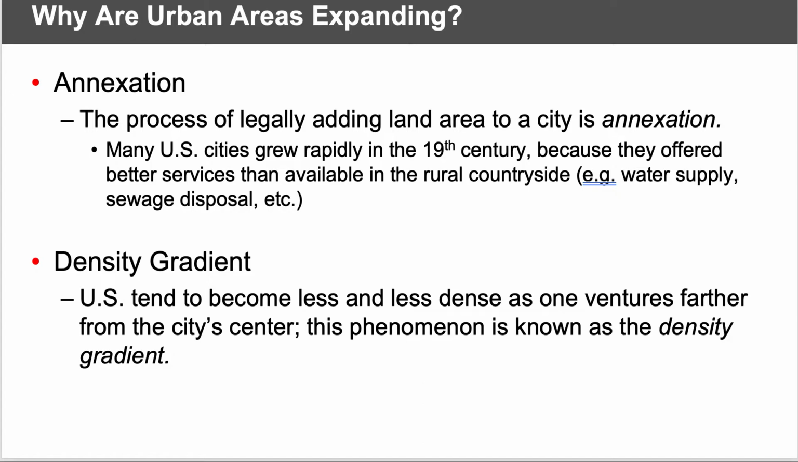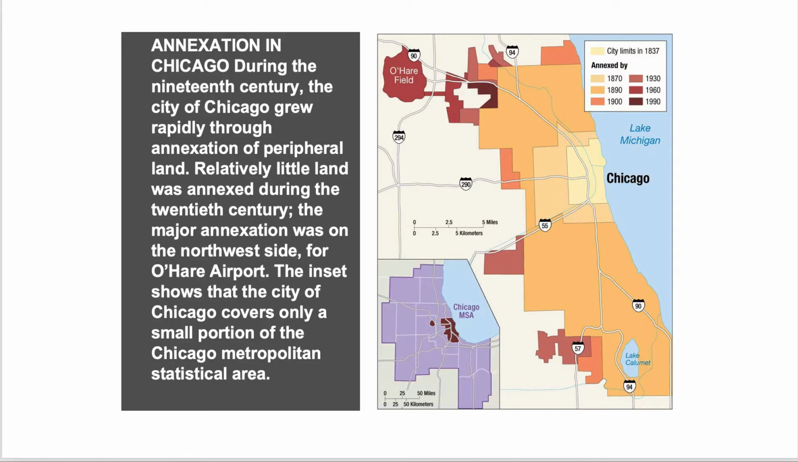Density gradient. U.S. cities tend to become less and less dense as one ventures farther from the city's center. This phenomenon is known as the density gradient. Here's examples of annexation in Chicago. The original city limits of Chicago in 1837 are pretty small here. On several occasions, the city limits of Chicago have grown.